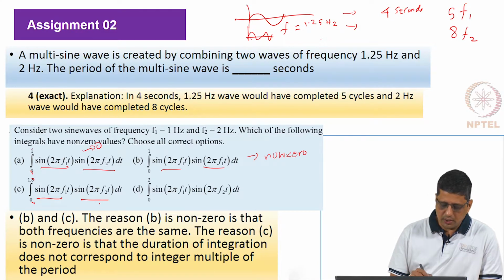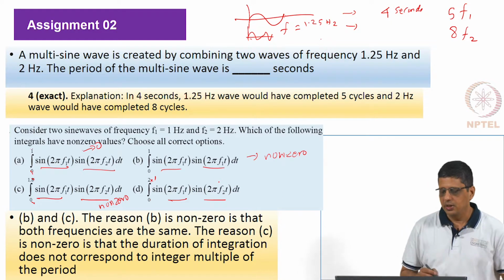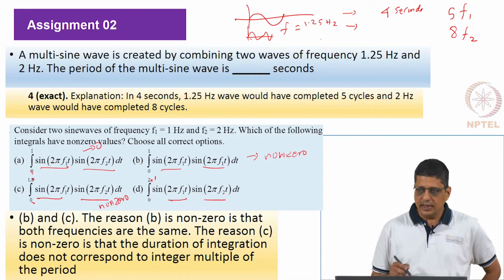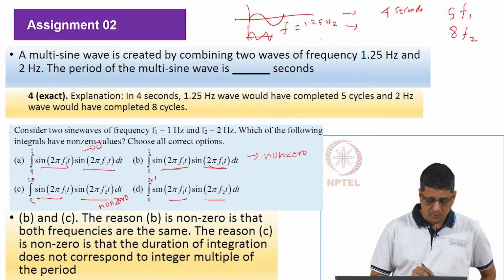The fourth one goes from 0 to 2, which is actually like 0 to 1, except that it is twice that period. F1 and F2, they are orthogonal, therefore this goes to 0. The second one, it is not orthogonal, they are parallel to each other. F1 and F1 are parallel to each other, therefore it does not go to 0. So, the choices B and C are non-zero.